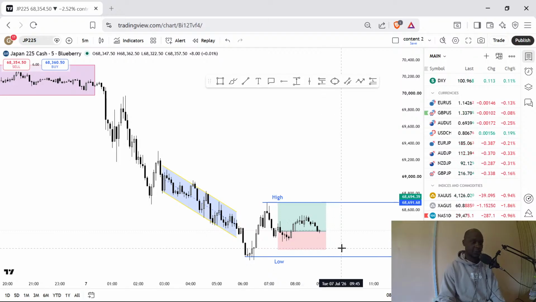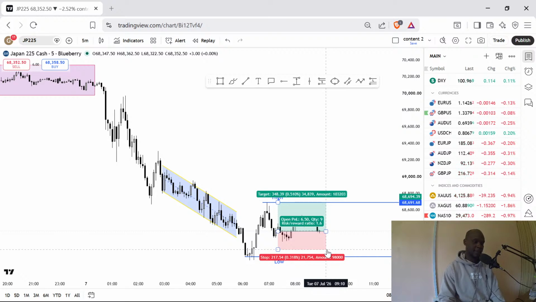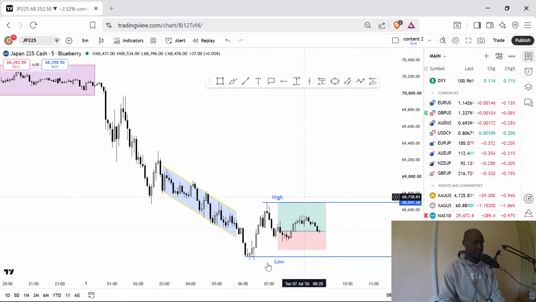So for me, in this instance, my stop is at this level over here, and I've risked 1% of my trading capital on this particular trade.